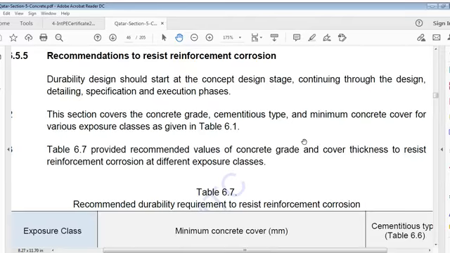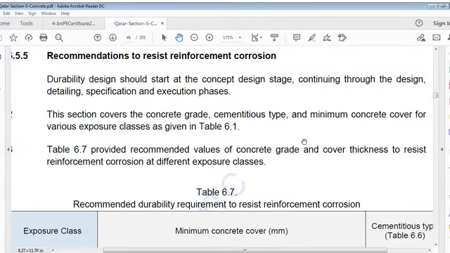Durability design should start at concept design stage. Concept design stage, you understand what it means? When you think of how to design concrete, continuing through design, detailing, specifications, and execution. Remember, this is very important. Design, detailing, specification, and execution phases. All three are clubbed in these specifications. Design has been pulled in for the purpose of durability. Specifications do exist there, without which work can't be done, and the execution phase, which is the real implementation on site.